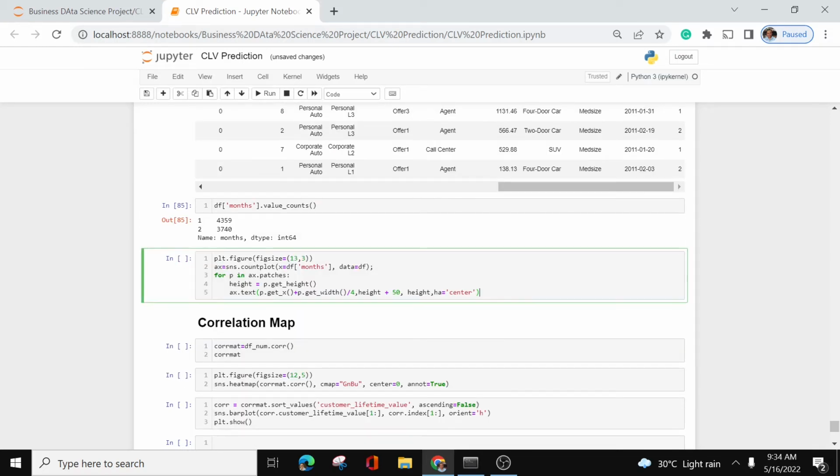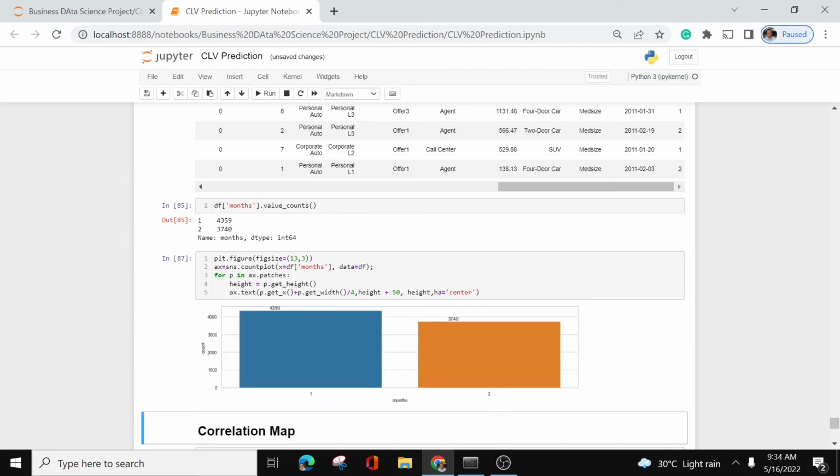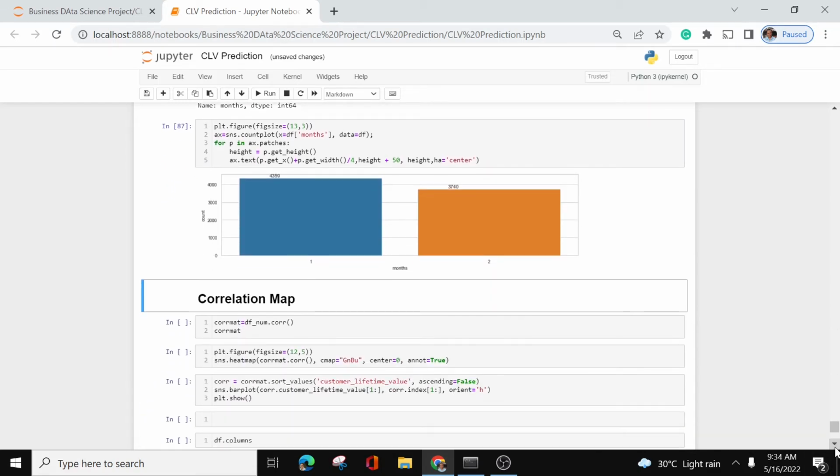Now, it's always better to see these figures using the bar plot, count plot. So let's execute this. Oh, there you are. So it's more visually appealing because we have our plot. So we have for the month of January 4359, and for February we have 3740.